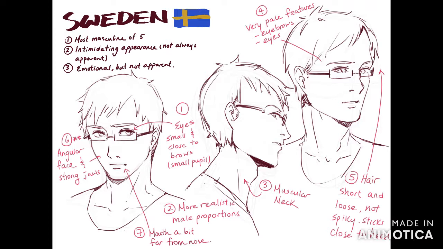So, if we think of the really stereotypical Scandinavian, I think Sweden actually sticks the most closely to that stereotype. He's tall, he's big, he's strong, and his features are in general quite pale. So he's got pale eyes, pale hair, pale skin, and even his brows are pale. And his hair is short and loose and doesn't really stick out and isn't very spiky. Or it's a little bit spiky, but only near the top, and the rest slopes down a little bit.